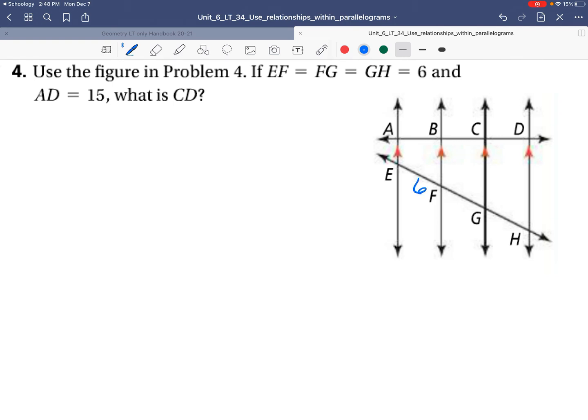So we know all of these are 6. We know AD, the entire length, is 15. We don't know what these are. Can we get the length of CD? So I know that 3x equals 15 because I can see them here. That tells me that x is 5, so I know that CD will be a length of 5.